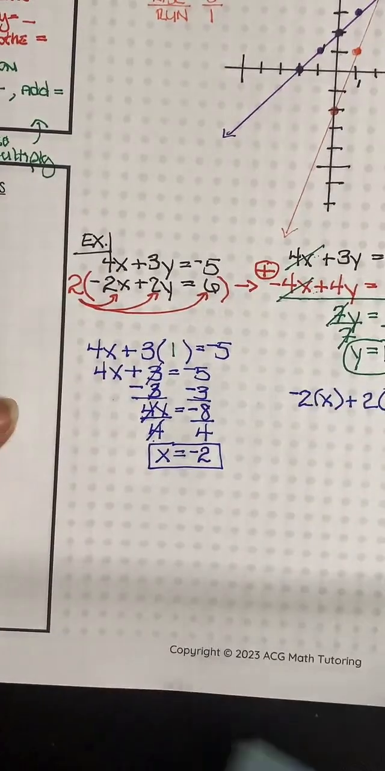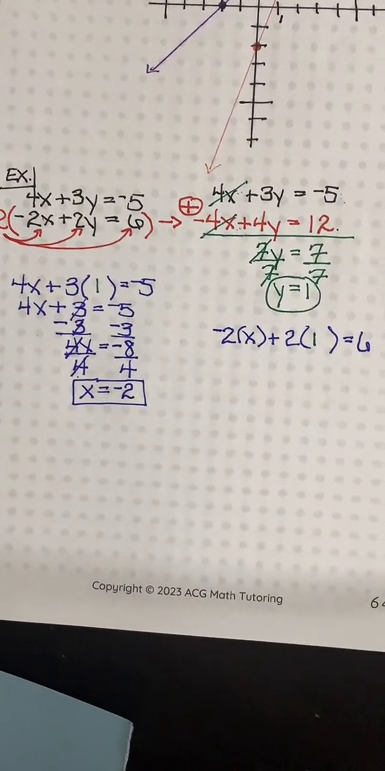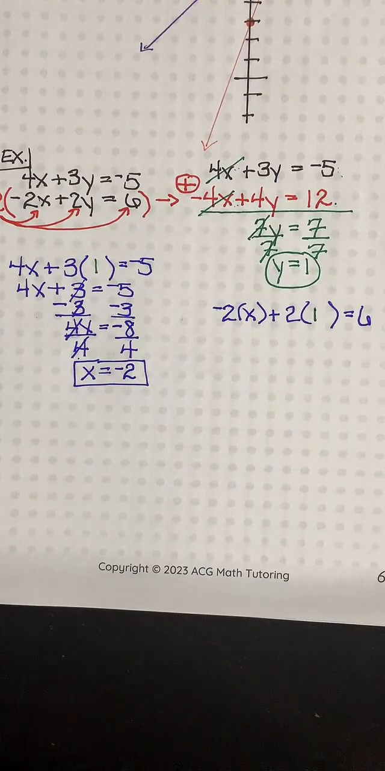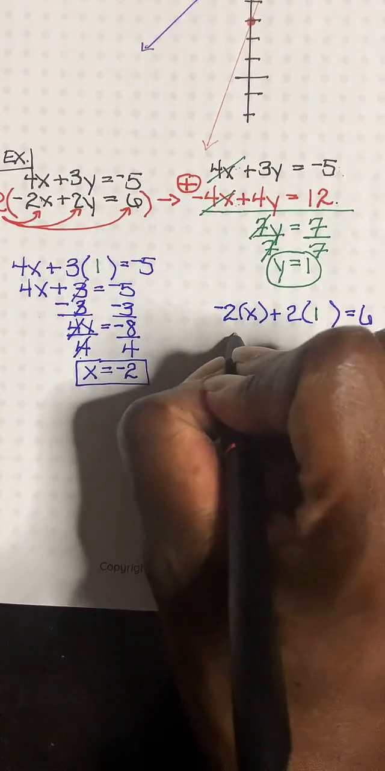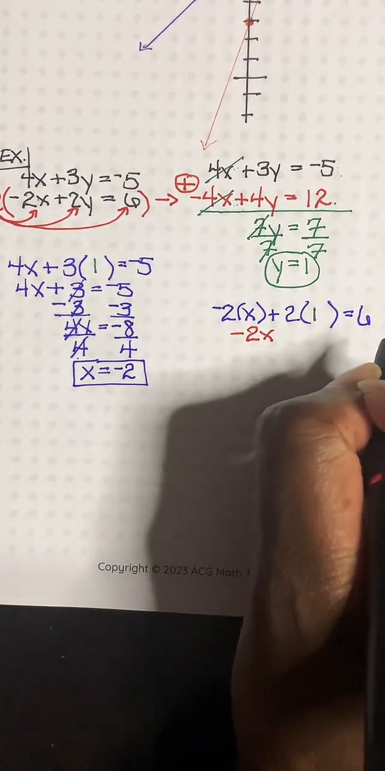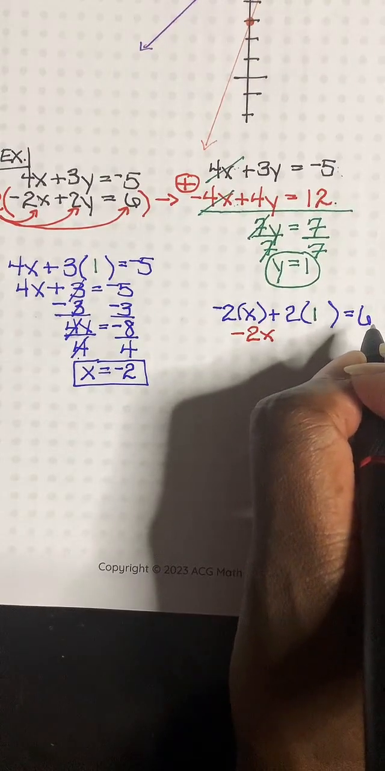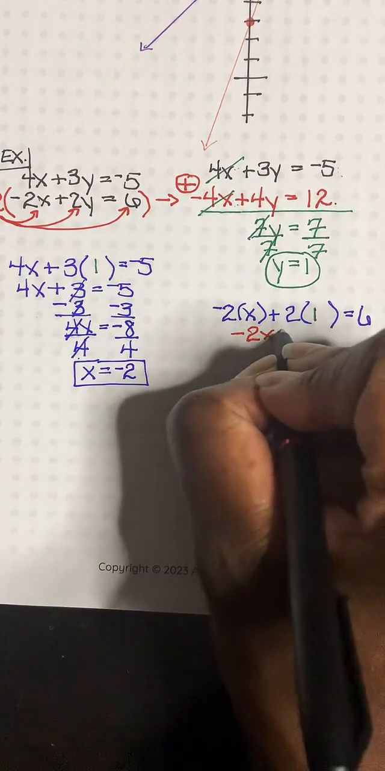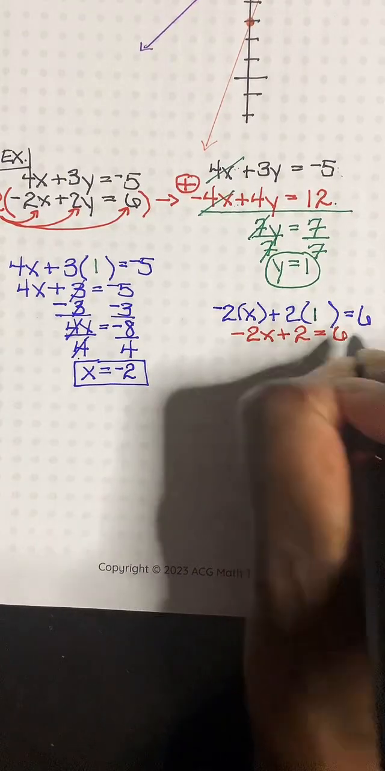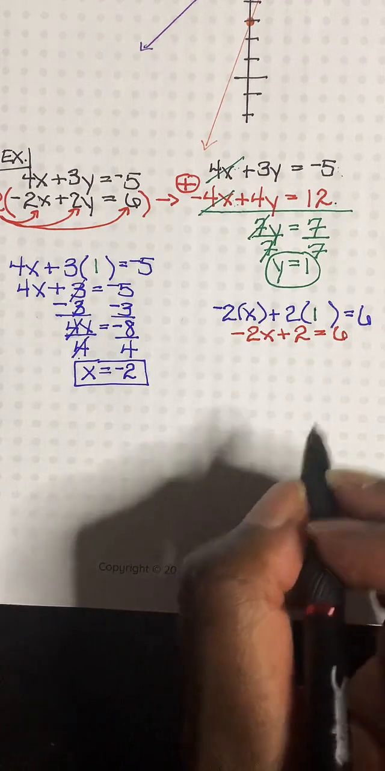So for those that weren't sure that we're going to get the same exact thing, let me bring back the other equation. So we have our negative 2x. And you don't have to do this twice, guys. Please, for the love of God, don't do that. Okay? I'm just showing you to prove to you that it doesn't matter which of the equations you pick.